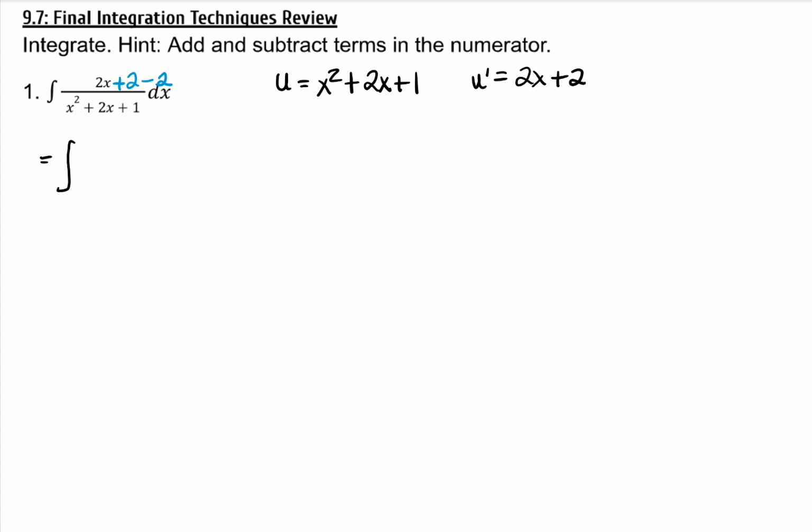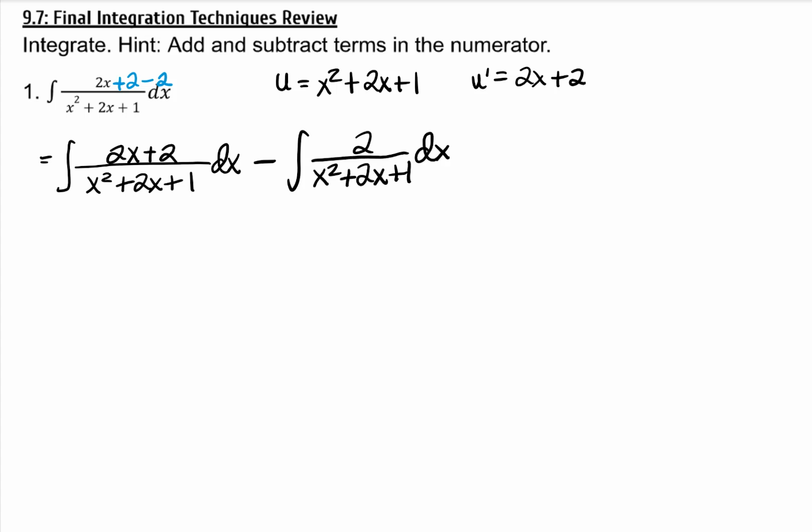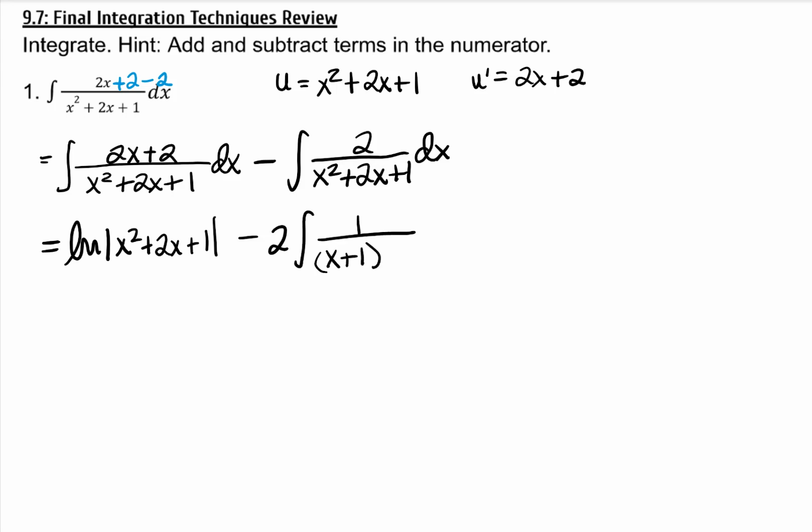Now I'm going to split this fraction. Our first integral would be ln of u, absolute value u. For our second integral, I'm going to actually factor the denominator. Hey, notice that the denominator is a perfect square trinomial?